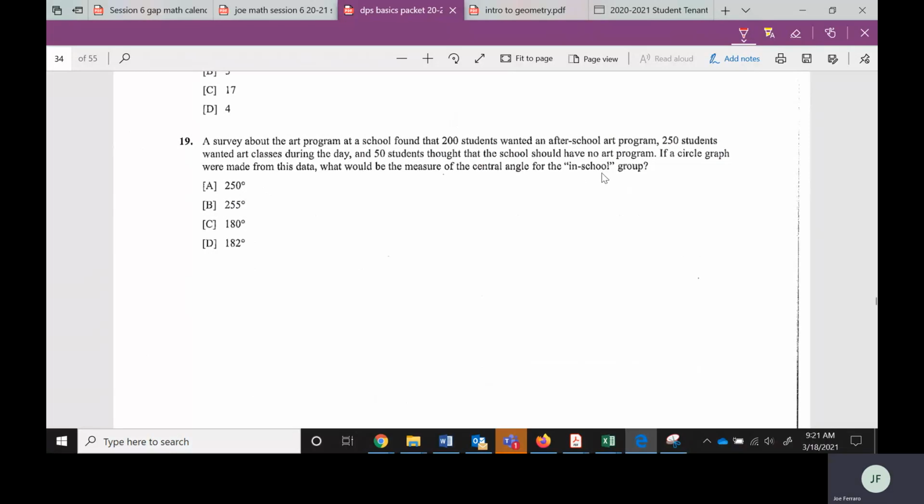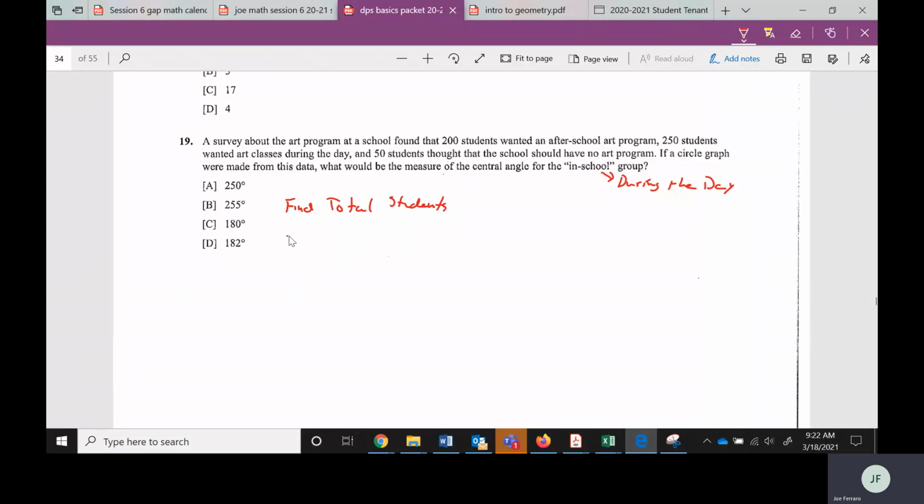So first thing, there's nothing that says in school. So we need to know that this is the same as in school means during the day. Okay. Now the steps for this. Find a total, because it doesn't give us a total. Because to figure out a circle graph, you have to figure percentages. To do that, we find the total, and in this case, it's students. Like the other problem was money.